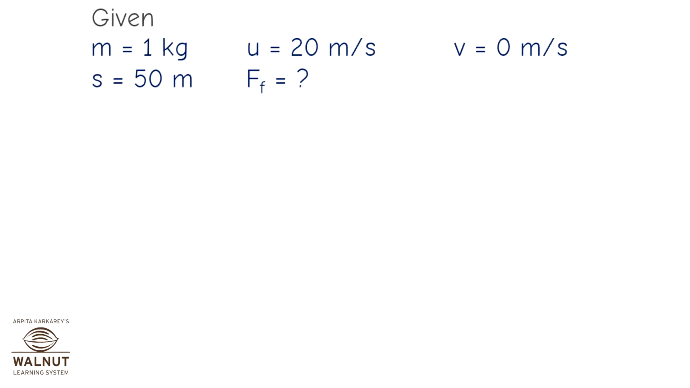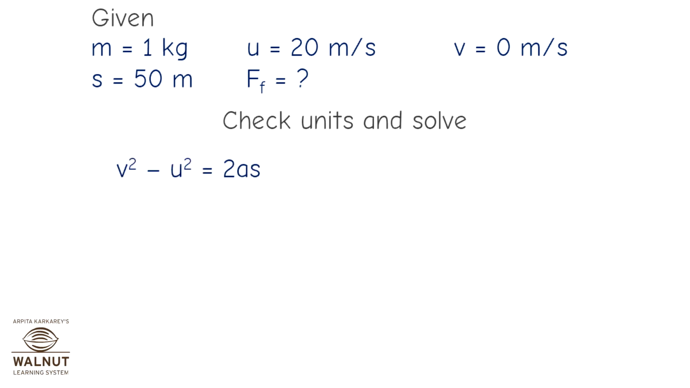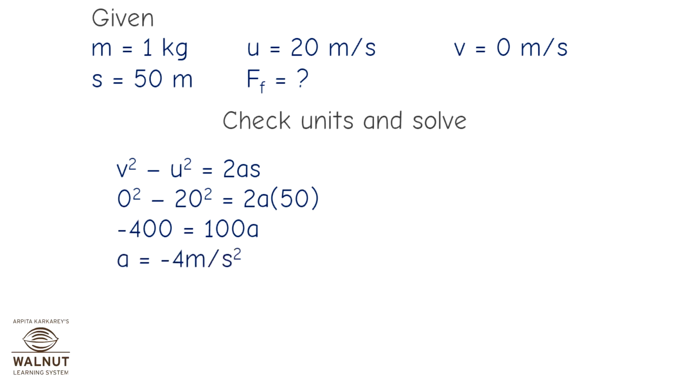We are given m is equal to 1 kg, u is equal to 20 meters per second, v is equal to 0 meters per second, s is equal to 50 meters. We have to find the force. Check units and solve. Therefore, we get v square minus u square is equal to 2as. Therefore, 0 square minus 20 square is equal to 2a into 50. Therefore, minus 400 is equal to 100a. a is equal to minus 4 meters per second square.